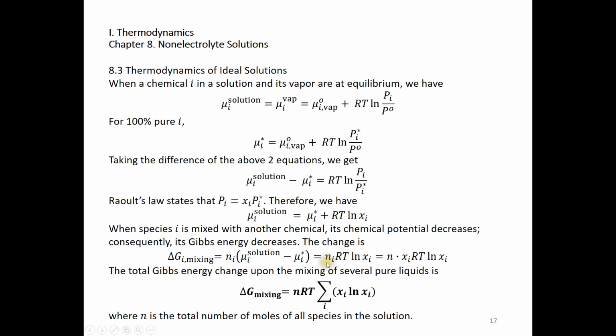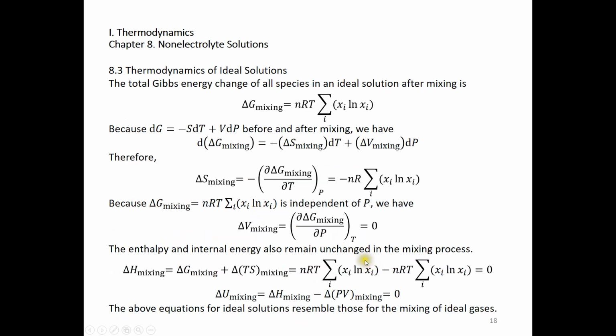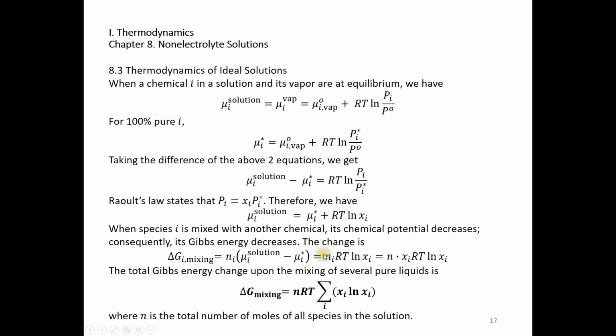The change is, again, over here. It's just N sub I times RT times the natural logarithm of X sub I. And we can rewrite this N sub I, the moles of I, as N times X sub I. N is the total number of moles of all components. And then we have this equation for the Gibbs energy change of species I upon mixing.